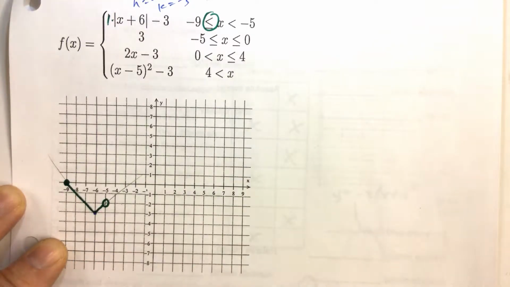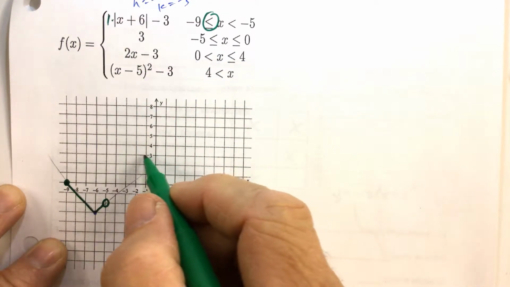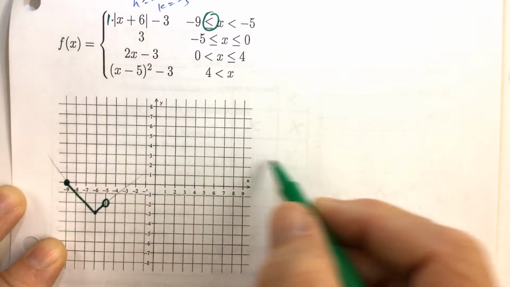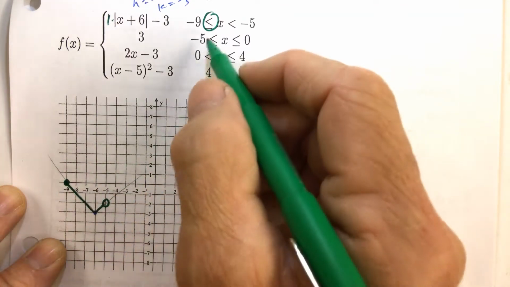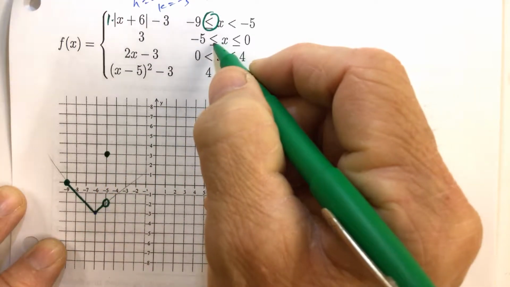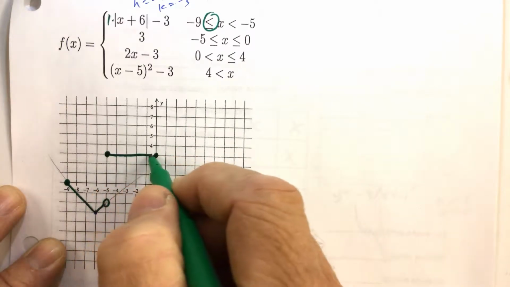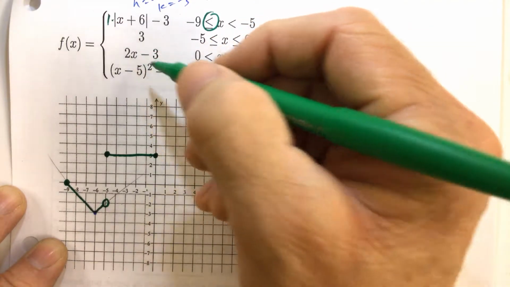Now, between -5 and 0, we have y equals 3. So if y equals 3 from -5 to 0, y equals 3 is the horizontal line at 3. But if we started at -5, then we have a solid circle because of the greater than or equal to there, all the way to 0, and y equals 3 for that part of the graph. From 0 to 4, y equals 2x minus 3.